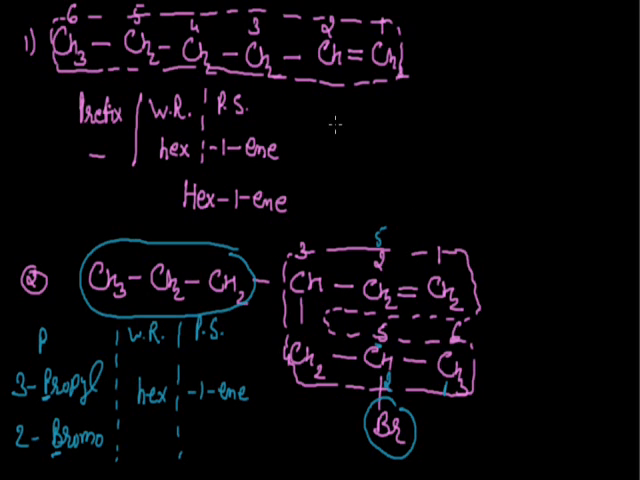And the name for the organic compound will be in the manner, 2-bromo. Then again we will differentiate this alphabet from the digit 3 by using a hyphen. Again we will use the hyphen to differentiate from the propyl group. All the rest of the letters will be in small letters, followed by hex-1-ene. So this is the name of this organic compound.